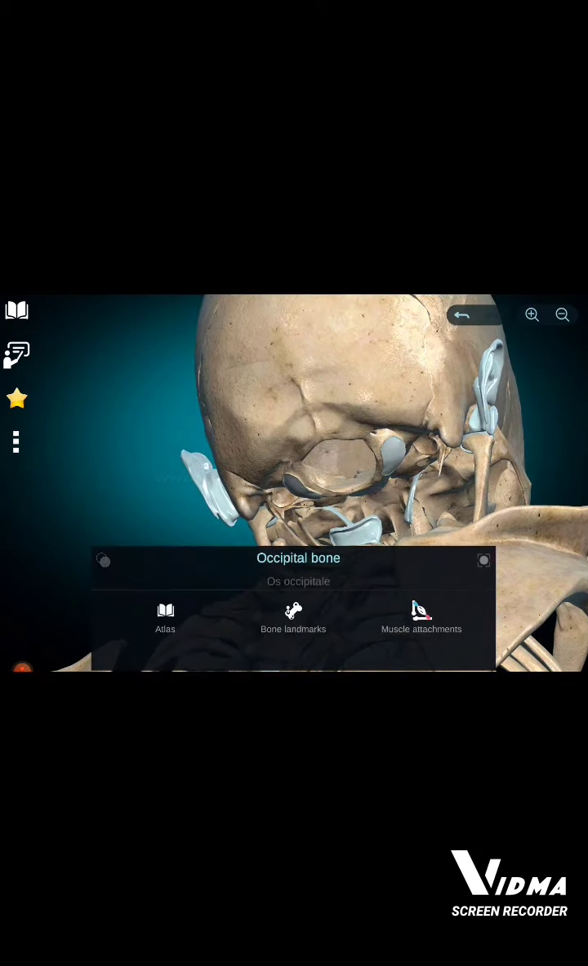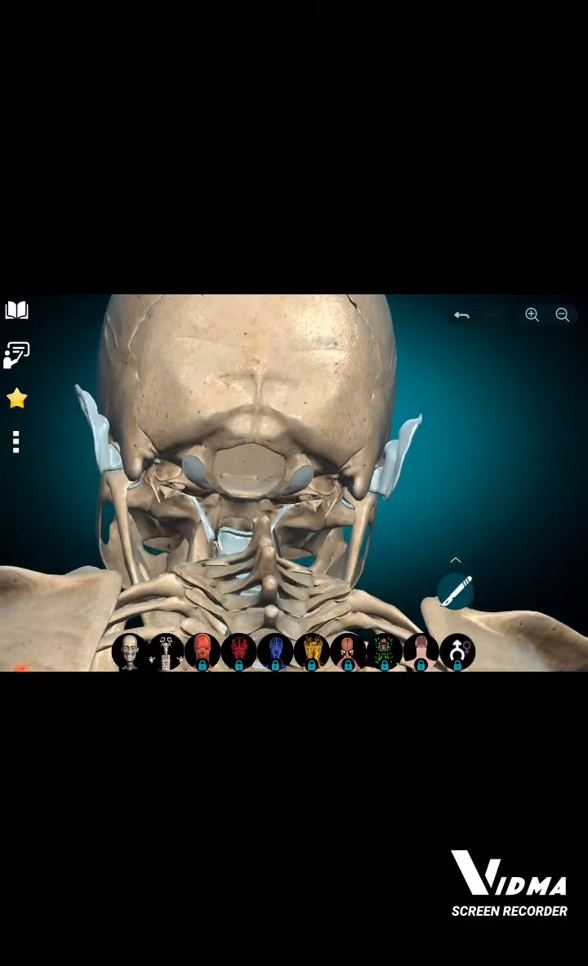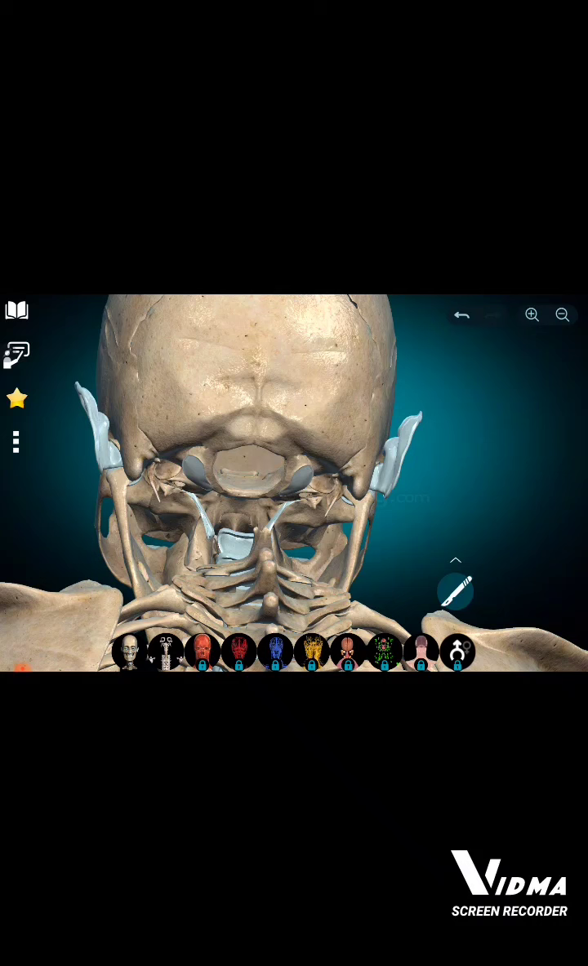These 2 are the occipital condyles of the occipital bone, and this opening is the foramen magnum. This is one occipital condyle, and this is the other occipital condyle. To these 2 occipital condyles, the first vertebra, atlas, articulates with the skull. So due to the presence of 2 occipital condyles, the human skull is called a dicondylic skull.